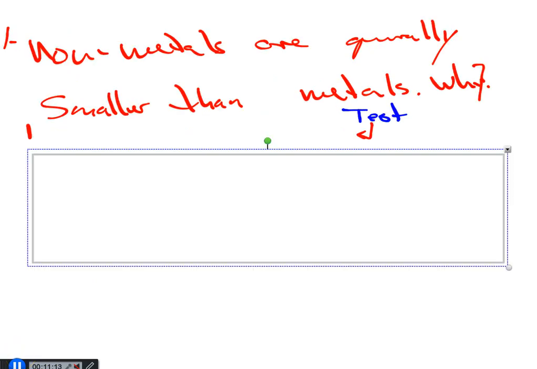All right. Nonmetals are generally smaller than metals. Why? Just talk with your partner. You don't have to write it down. Nonmetals are generally smaller than metals. Why? We've said this answer a few times.